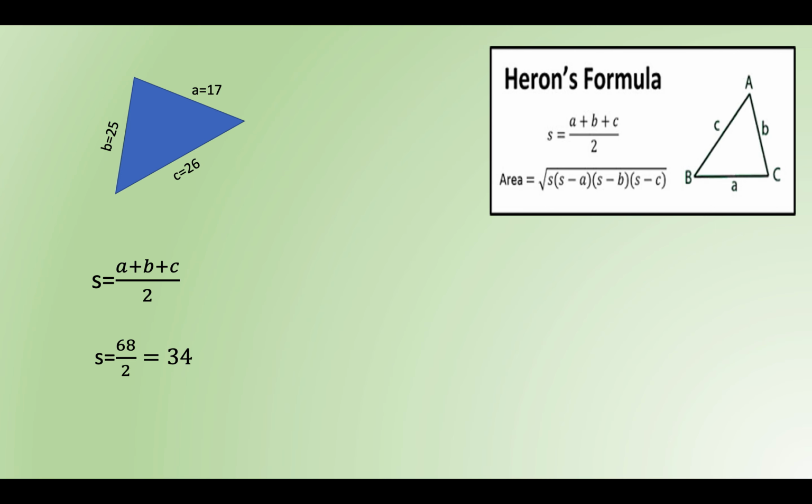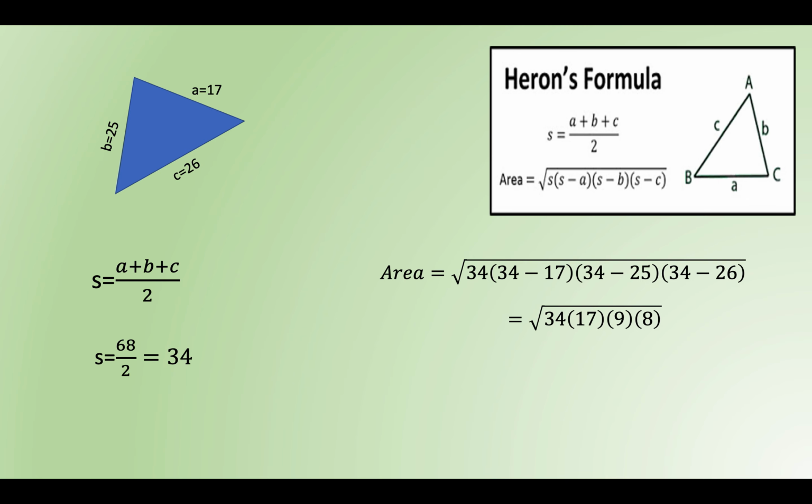So now that we know that, we can go ahead and plug our numbers into the area formula. So I've done that here. So it's the square root of 34 times 34 minus 17 times 34 minus 25 times 34 minus 26. So once we do the subtraction, we get the square root of 34 times 17 times 9 times 8. Then we go ahead and do the multiplication, and we get the square root of 41,616.